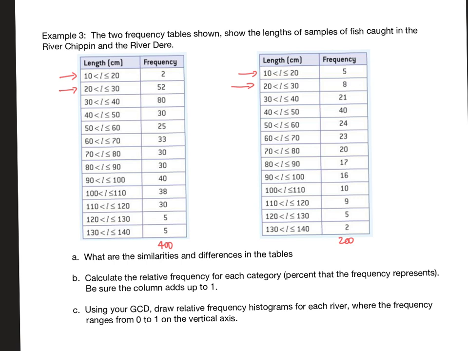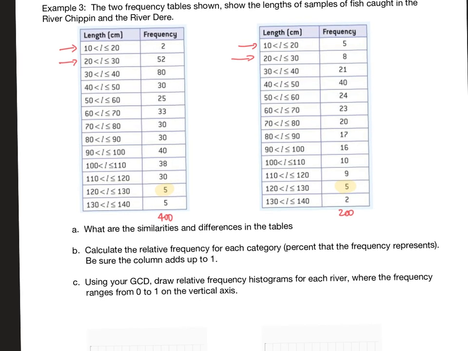So these numbers, right, like let's just say this number, this 5 and this 5 don't represent the same thing, because on the left it's 5 fish out of 400, but on the right it's 5 fish out of 200. It's not really the same. So what we're going to do is calculate, if you read down here, right here, you're going to calculate the relative frequencies. That means the percent.